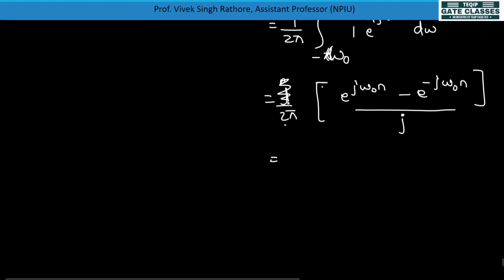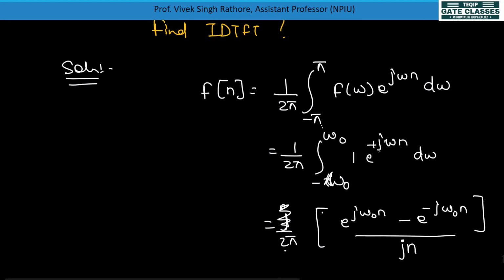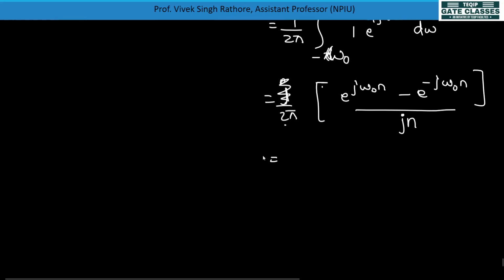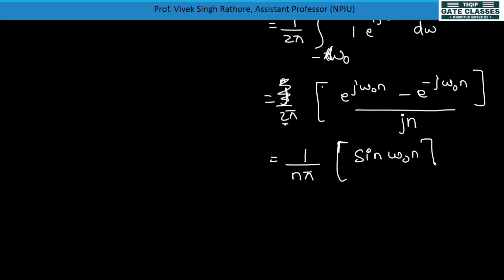So I don't have to think like this, it will come like this only. Integration of 1 by j e to the power j omega n will be e to the power j omega n by jn, and then we put the limits. So it will be 1 by jn. The 2 can be put here and the n here, so we can write 1 by n pi, and then sine of omega naught n, and this is your answer.